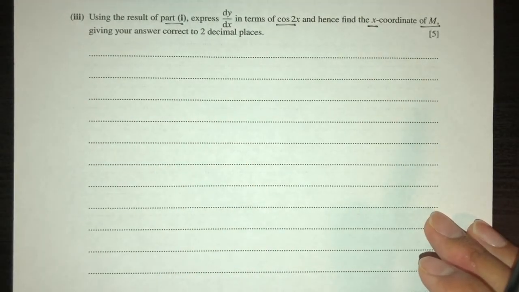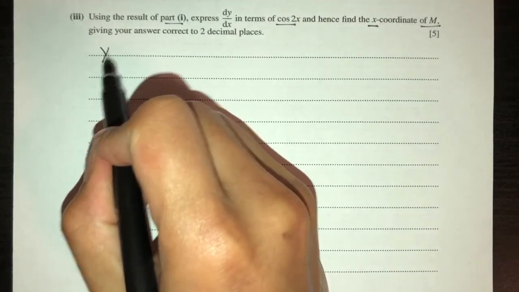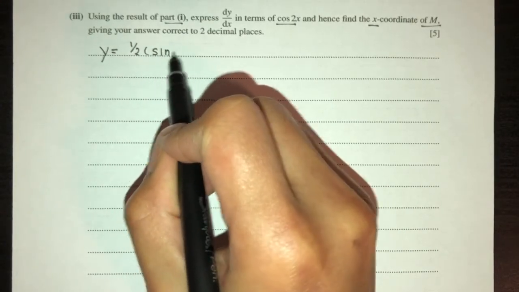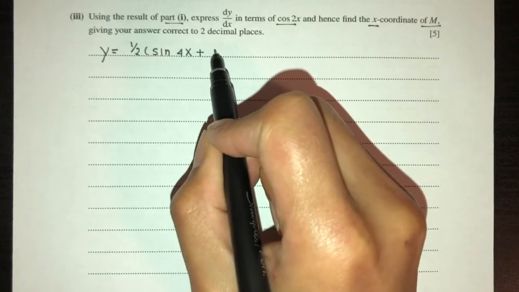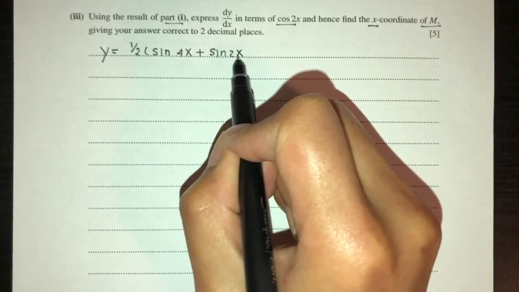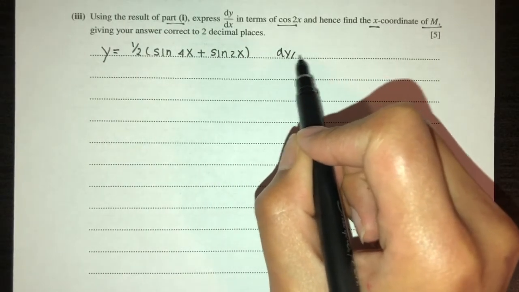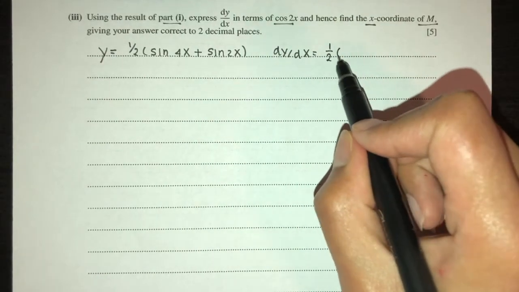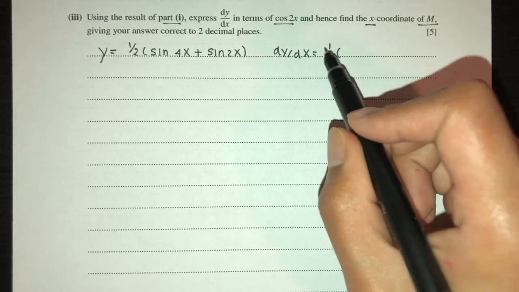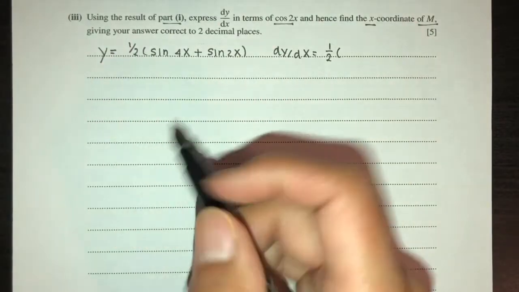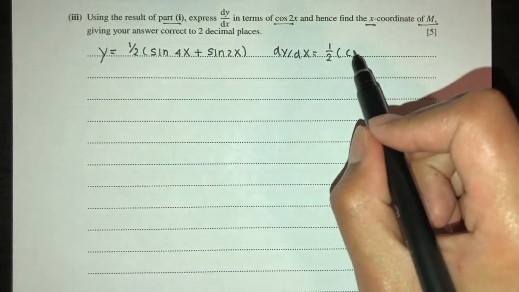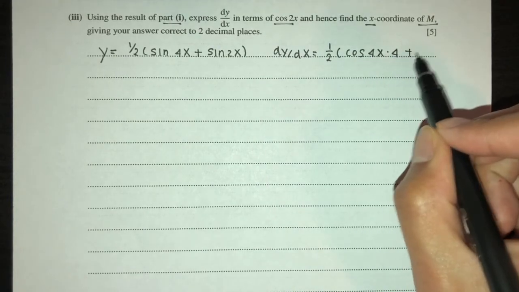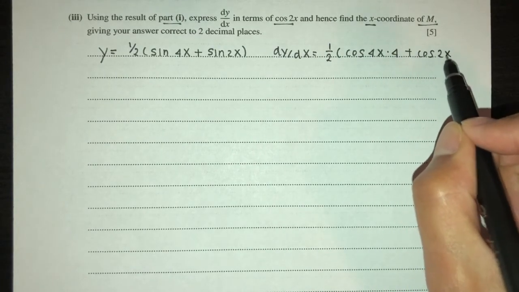First we know that y is now equal to, from part 1, half of sine 4x plus sine 2x. So we have to find dy by dx. So let's do that. Half is only a multiple, you can just take this outside. And this one will become cos of 4x times 4 plus cos of 2x times 2.